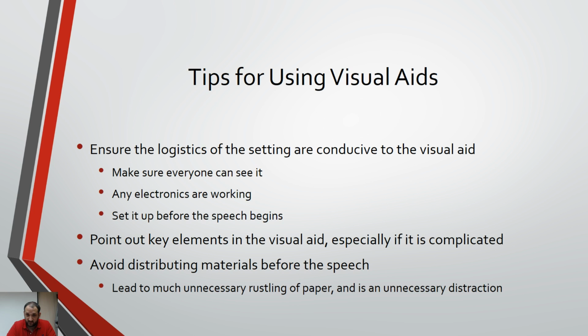So if any electronics aren't working, make sure that you have somebody there who can help you get those electronics working. And then set up before the speech begins. Why try and set something up during the speech? For example, if you have a YouTube video to watch, Alt-Tab flips between screens on your computer. Already have the YouTube video logged in and set up so that you can go, okay, flip the screen and press play. Not minimize my presentation, open the internet.